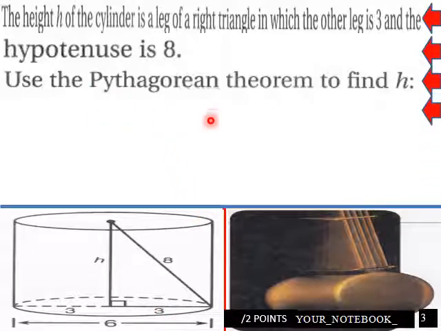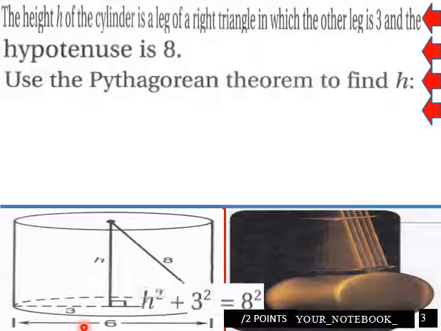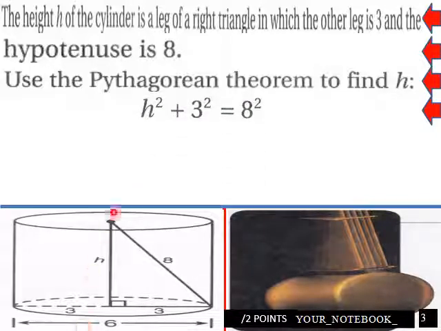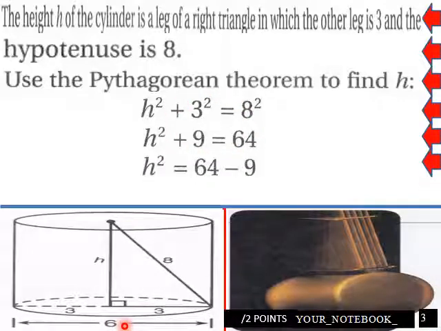Use the Pythagorean theorem to find h. We know our hypotenuse here is 8. h squared plus 3 squared equals 8 squared. And then we do our algebra here. h squared is 64 minus 9. h equals the square root of 55. So our height here is the square root of 55, which is a little bit more than 7.